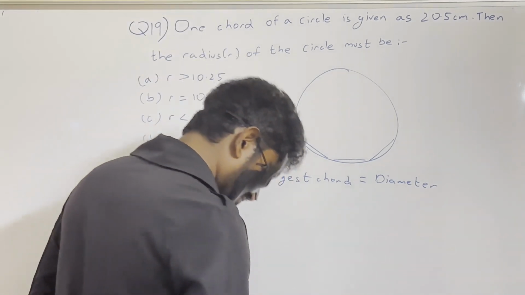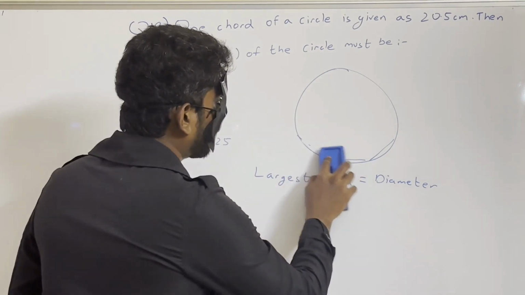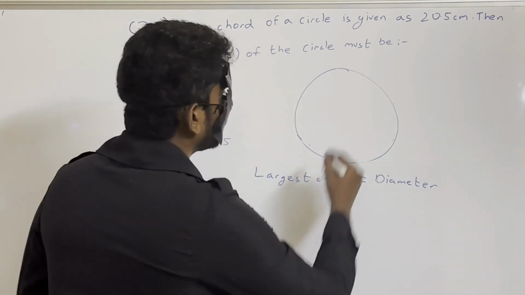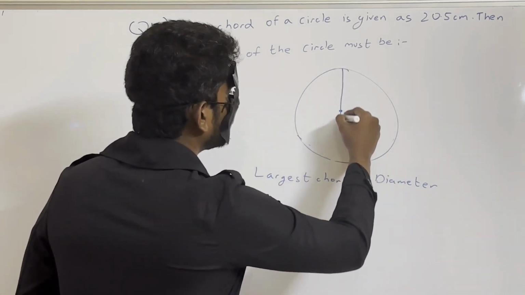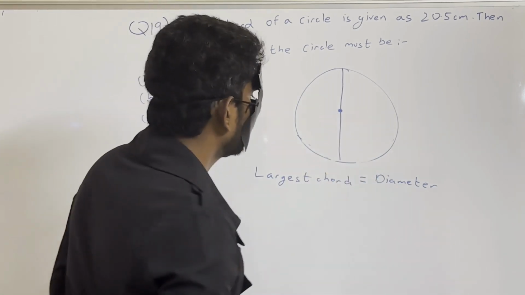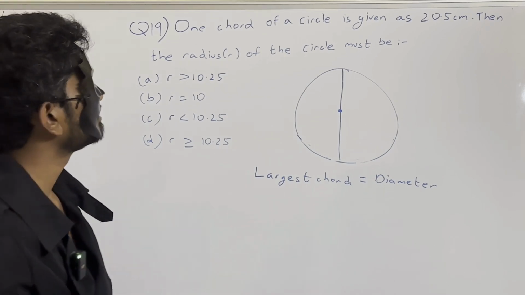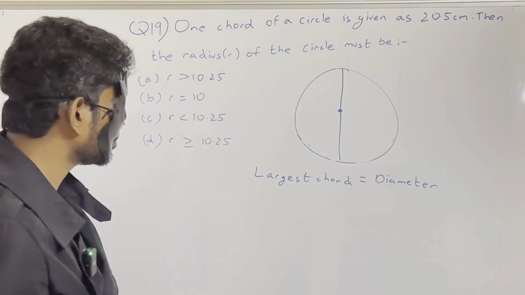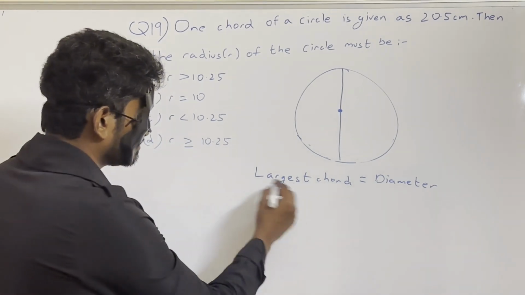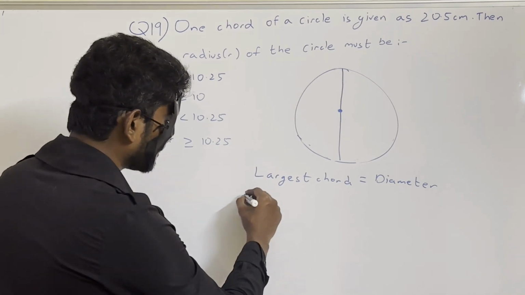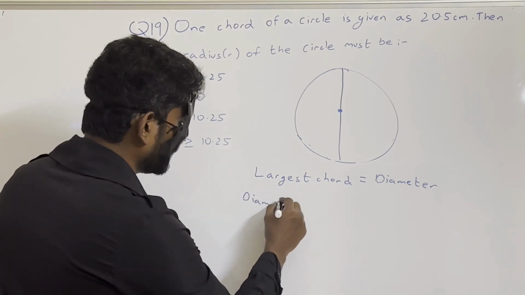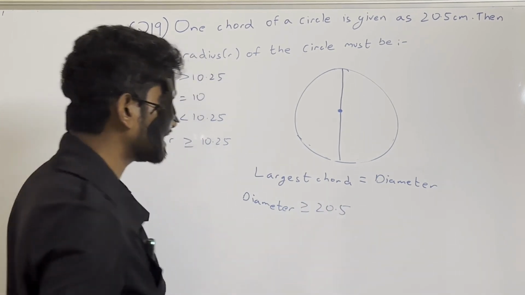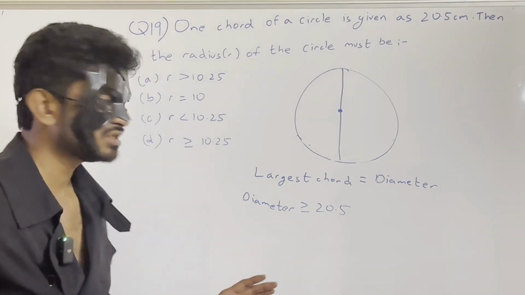That is here. Suppose you consider this as the center, the largest chord will be nothing but the diameter. This will be the largest chord. Now it is given that one of the chords is 20.5 centimeters, so this chord length will be less than or equal to the diameter, right? Because the maximum value of the chord possible is equal to the diameter.